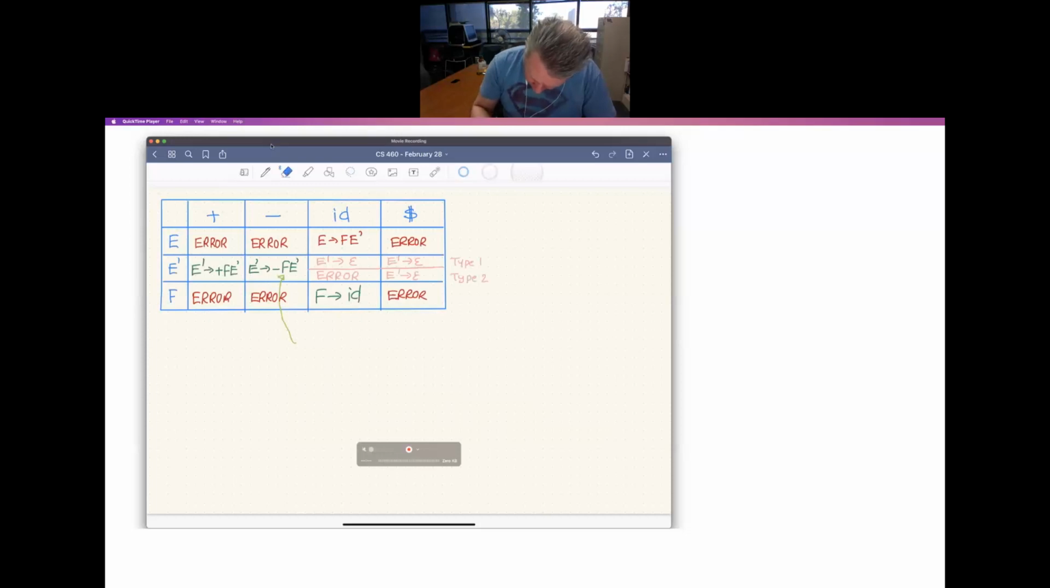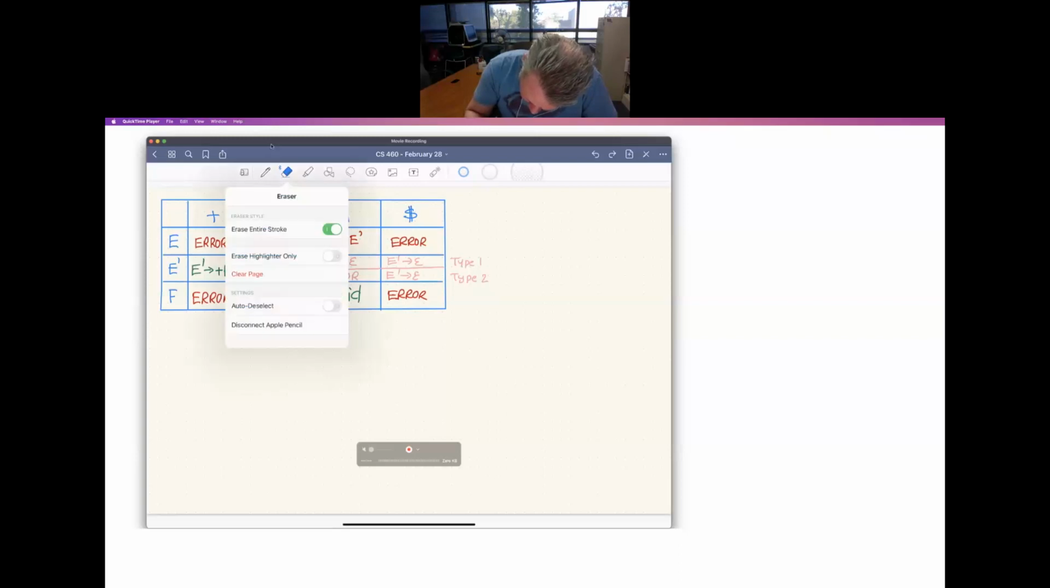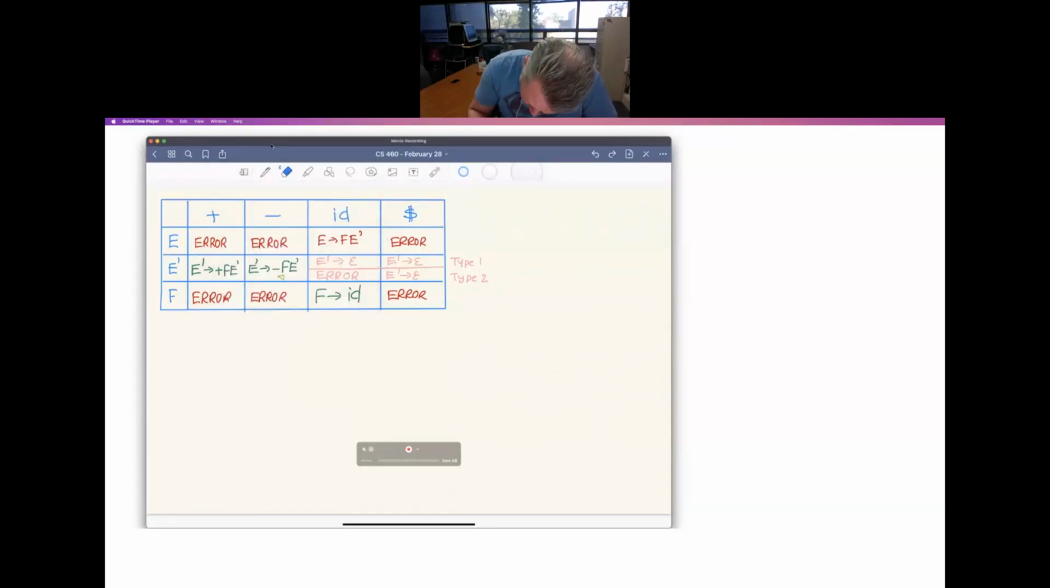Redo. Delete that one, and can I surgically come in here? And no, I can't. Yes, maybe I can. Maybe if I say don't erase the entire stroke.